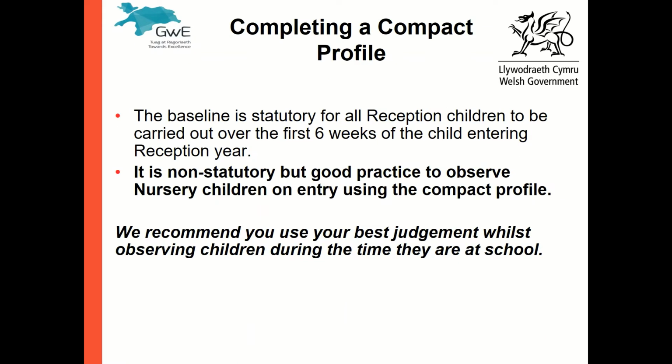Although it is not statutory, it is good practice to carry out the compact profile with nursery children in September or within the first 6 weeks of them starting school. If a child enters the reception class from outside of Wales, then it is statutory to complete a compact profile within their first 6 weeks on entering the class. If they come from within Wales, this information should be sent on from their previous school. Also, if your school receives early entitlement children, it is also usual that they are observed using the compact profile too.